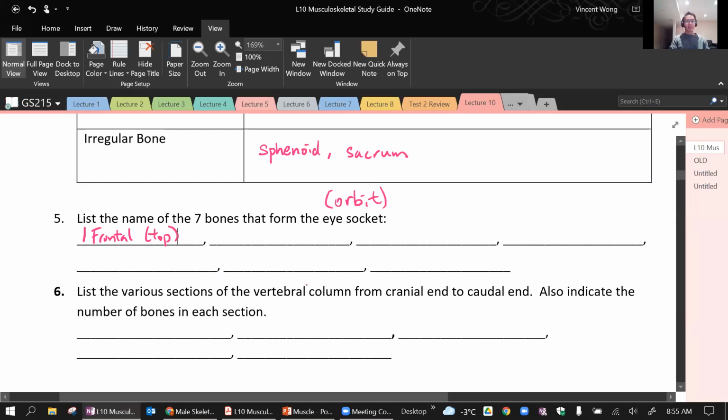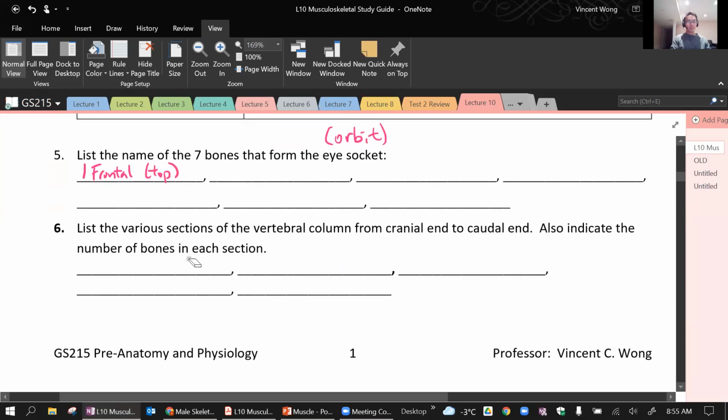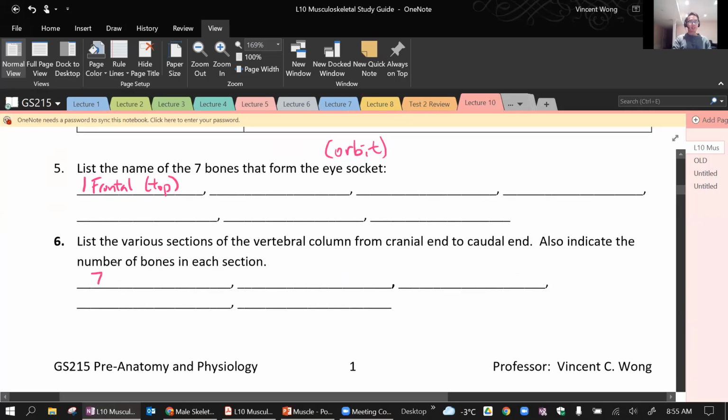Okay. Next, list the various sections of the vertebral column. So we have the 7 cervical, 12 thoracic, 5 lumbar, 1 sacrum, and then about 3 to 5 coccyx.